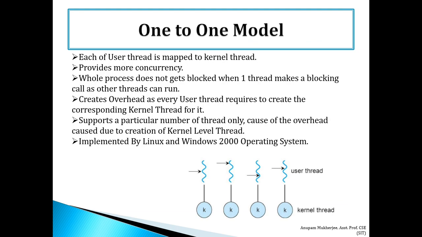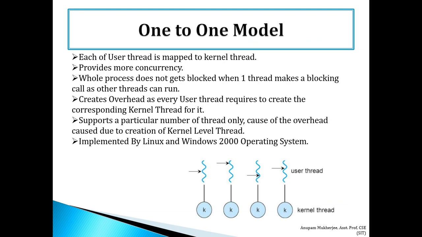Then we focus on the one to one model. The one to one model fully supports parallel processing, because, as the term suggests, each user thread is mapped to a particular dedicated kernel thread. So when we develop our own user thread application, at that moment we have to generate the corresponding kernel level thread. So it is a much more complicated task. It provides more concurrency because it purely supports parallel processing.